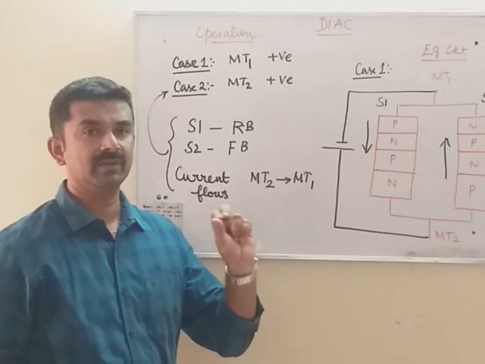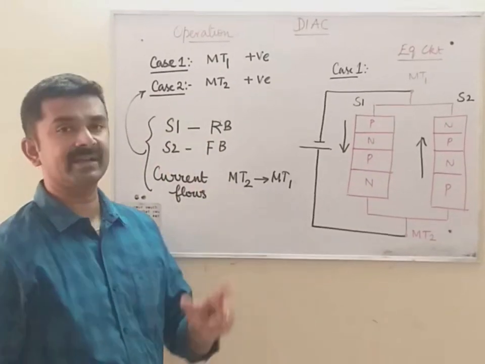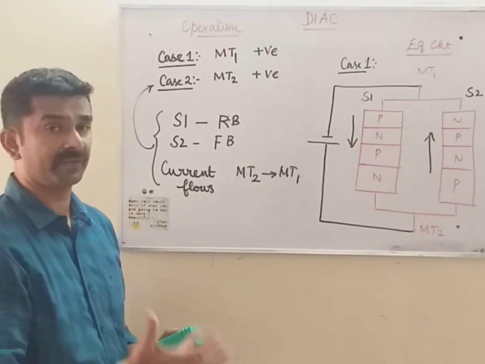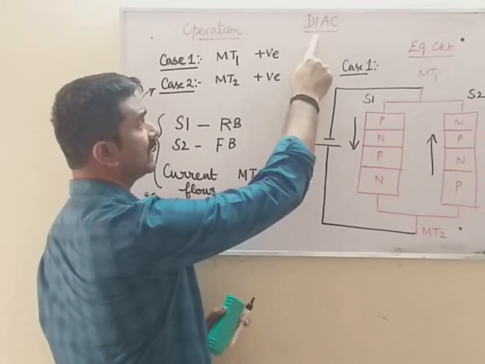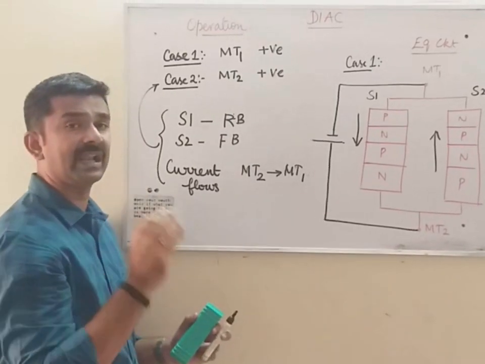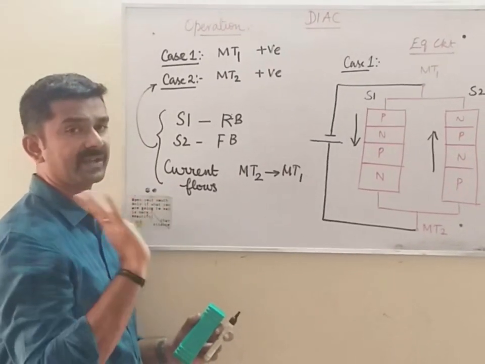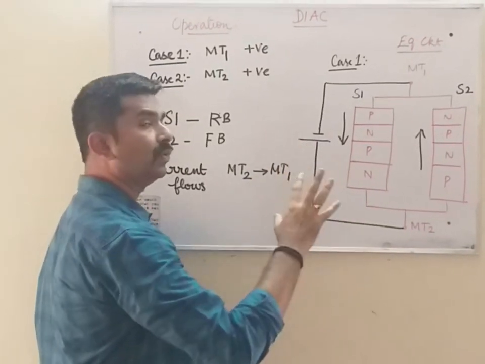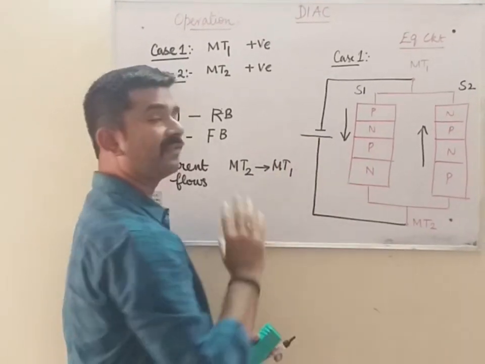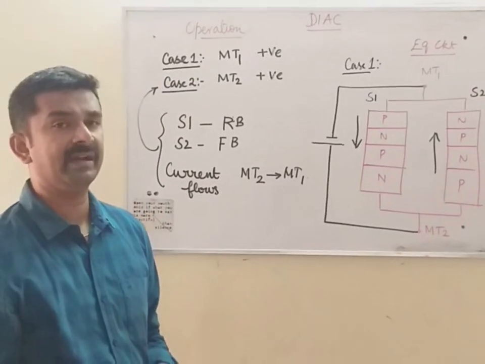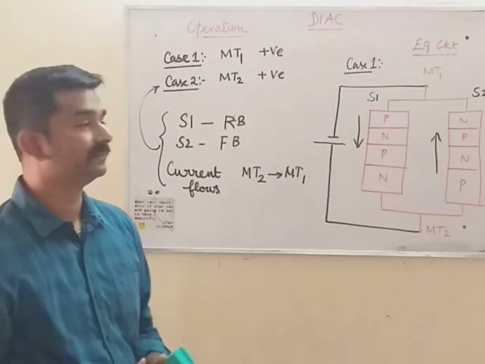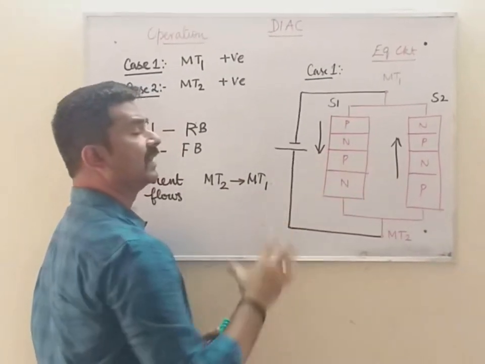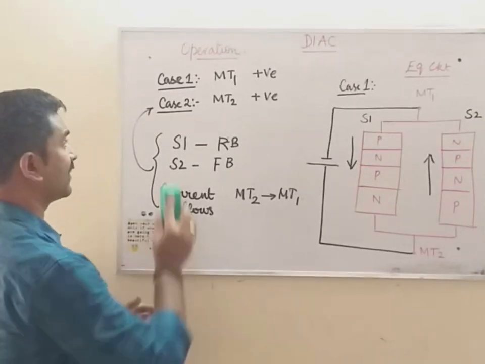So this is how diac is operated. Fine? And the inference that we can make out of this is that diac is a semiconductor device which allows current in both directions. To understand how it conducts, please refer to the video which had been posted earlier on the topic SCR. We will try to get the characteristic curve. From the understanding of this concept, we will try to draw the characteristic curve.